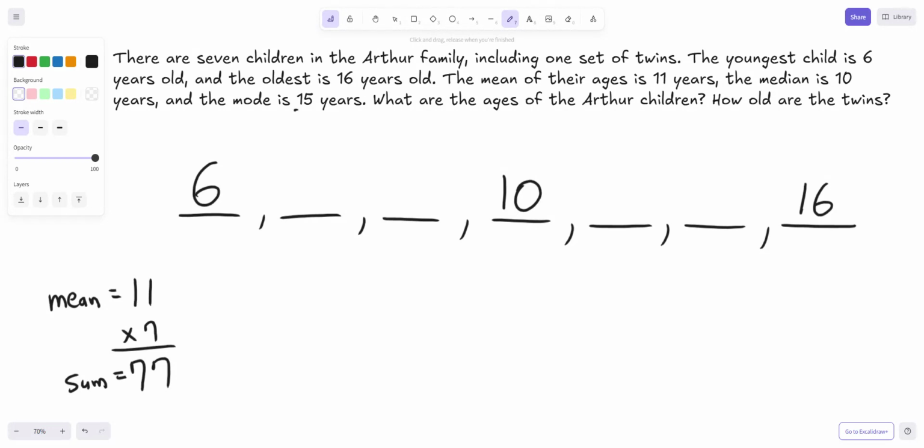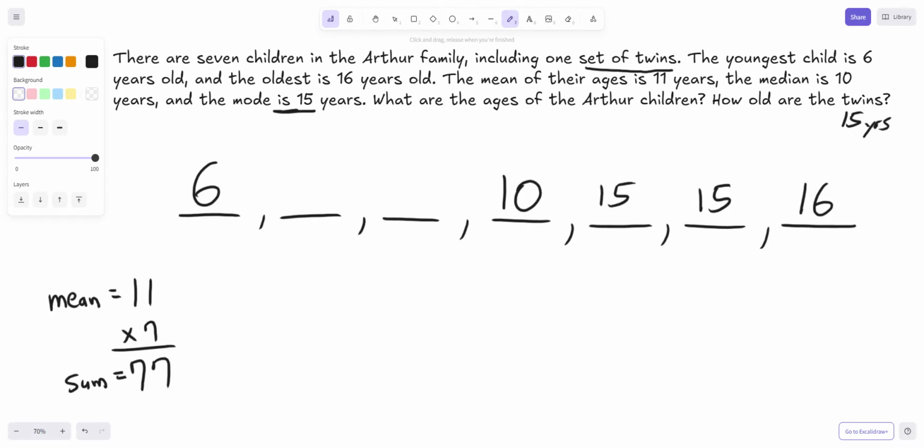Well, the mode is 15, and then there's also one set of twins. That means the twins are 15, right? There's 2 15s. What are the ages of Arthur's children? Well, how old are the twins? They're 15 years old. The youngest kid is, okay.